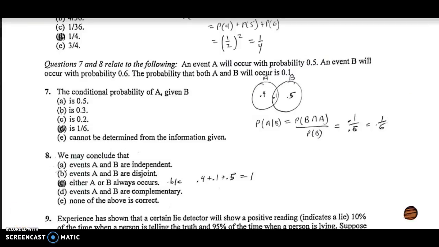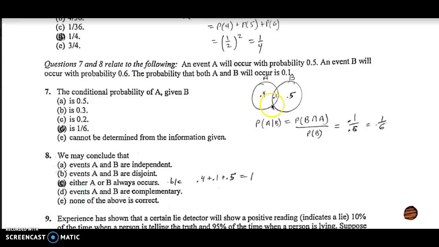Questions 7 and 8 relate to the following scenario. It says an event A will occur with probability 0.5 and an event B will occur with probability 0.6. Just thinking about that initially, 0.5 plus 0.6 is more than 1, so there has to be some overlap somewhere in here, and it says the probability that both A and B will occur is 0.1. So the overlap when you draw your Venn diagram is 0.1. So I have A and B, overlap is 0.1.